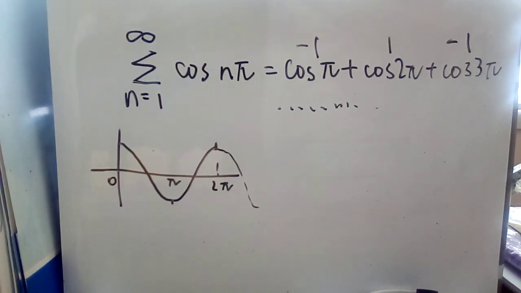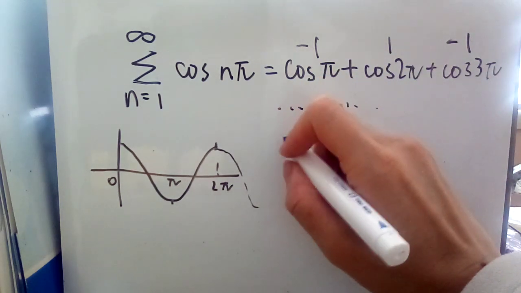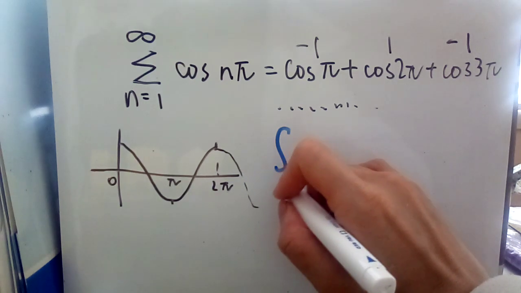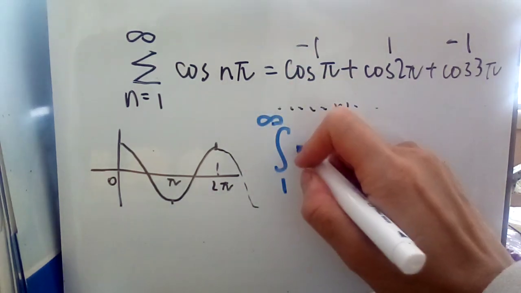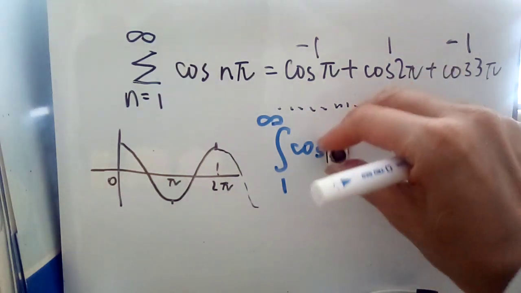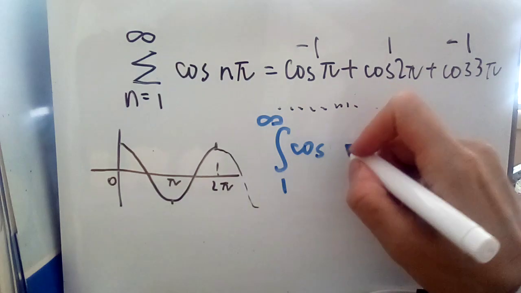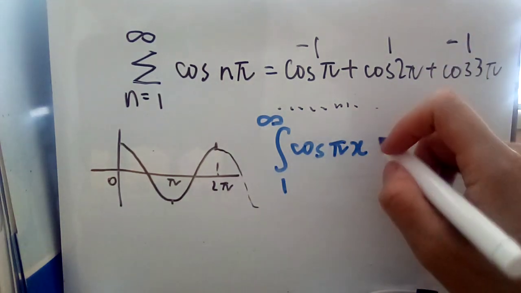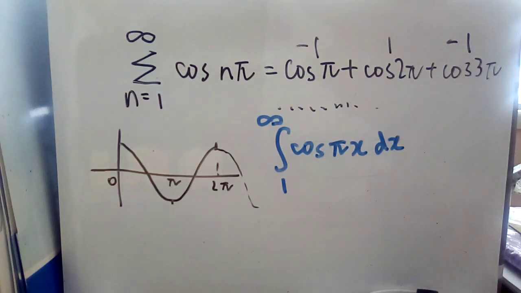Now, however, we can confirm by using the integral test, because this is a continuous function, right? So let's rewrite it as an integral. We're going to go from 1 to infinity, and I'm going to just change the variable to x. Okay, so cosine pi x dx, and then see what the integral is.